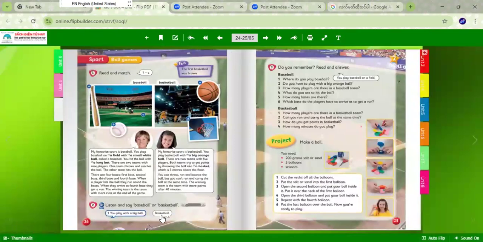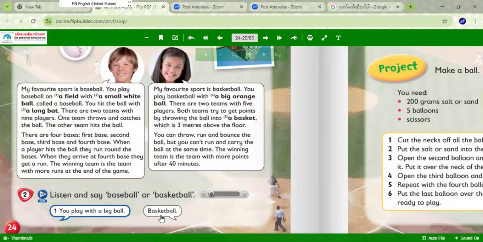So here is listening, and you will say basketball or baseball. You will see the sentence from the paragraph or any other sentence. So you will listen to the sentence and you will type basketball or baseball. All right, very easy because it's from the paragraph. Wait. Okay, I will open the audio. If you can't hear, please tell me.